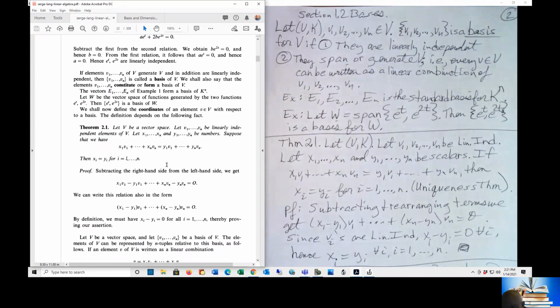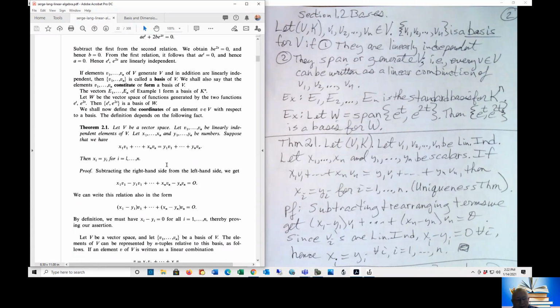As another example involving functions, let W be the span of the two functions, e to the t and e to the 2t. Then those two functions form a basis for W. We already know that they're linearly independent, and we're by definition saying that they span W, and so hence they are a basis.